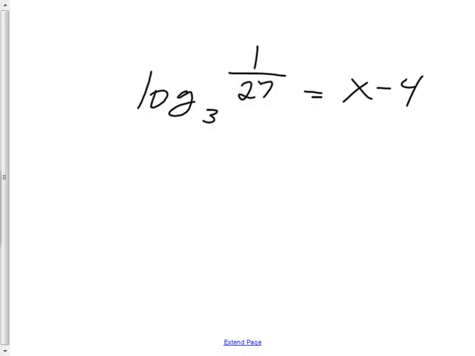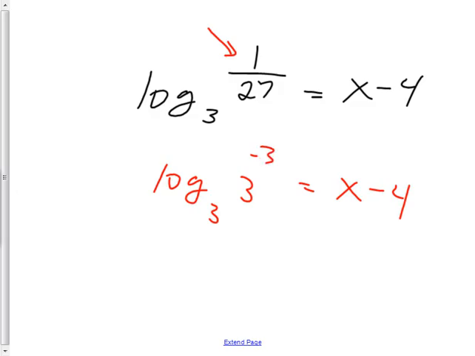As far as stuff you'd have to do without a calculator, can you rewrite that as a 3 to the something? Yeah, you could. Okay, so then you're saying it's log base 3 of 3 to the negative 1/3 is equal to x minus 4. And why did I just rewrite it that way? Let me make sure it's right. No, 27. The negative makes it flip. 3 to the 1/3, no, that's not right. Yeah, I think it's 3 to the negative 3.